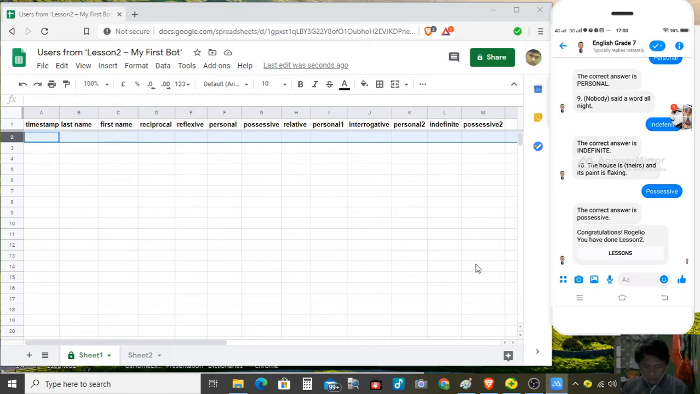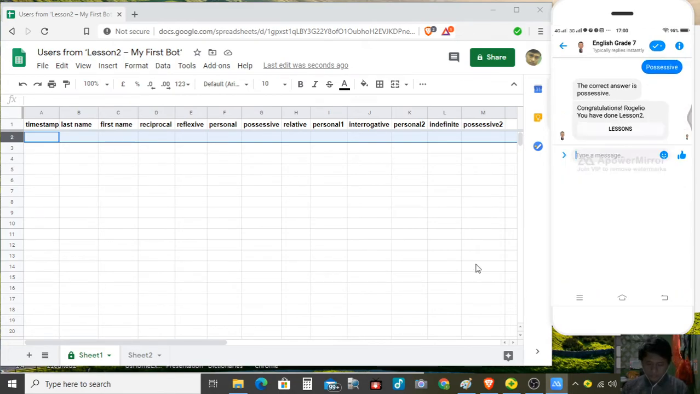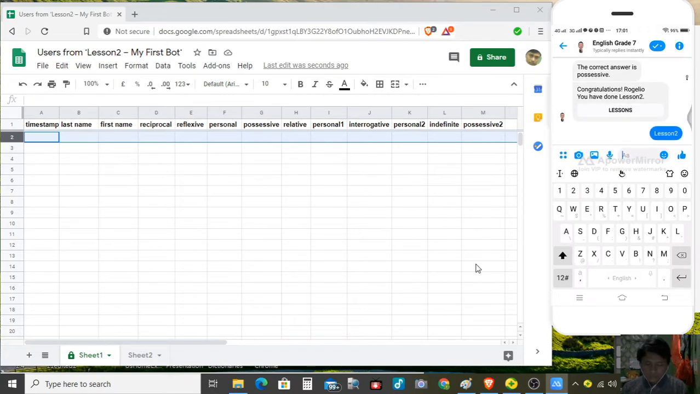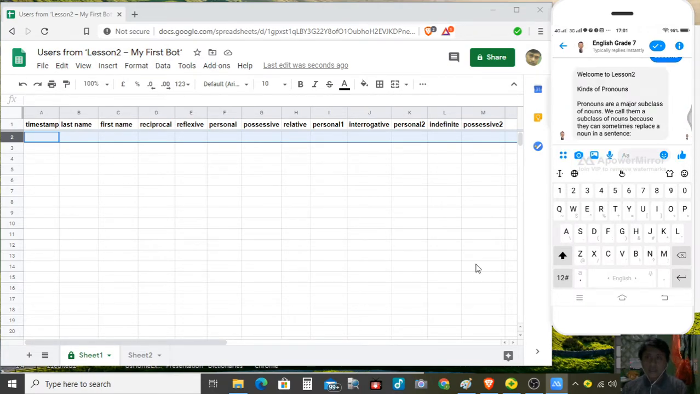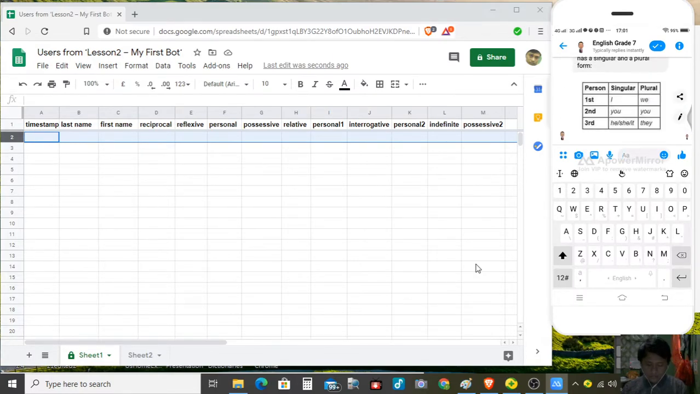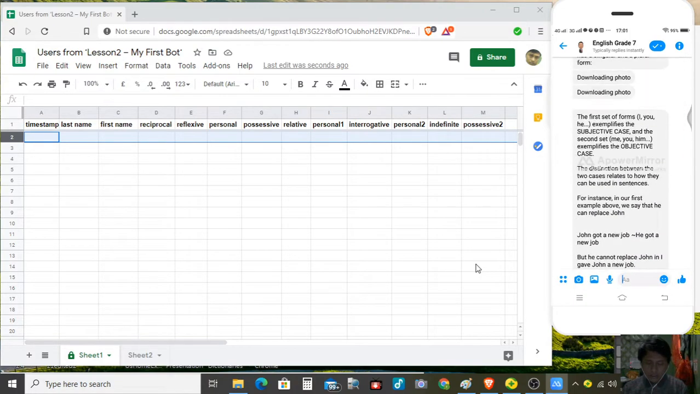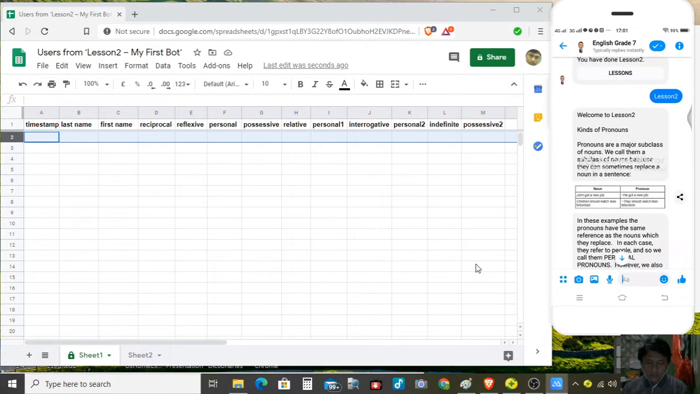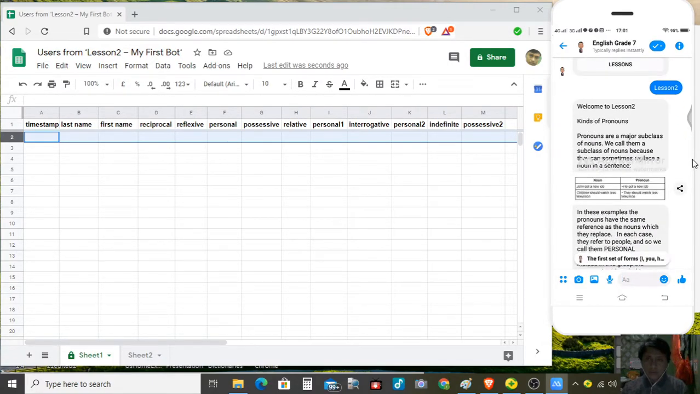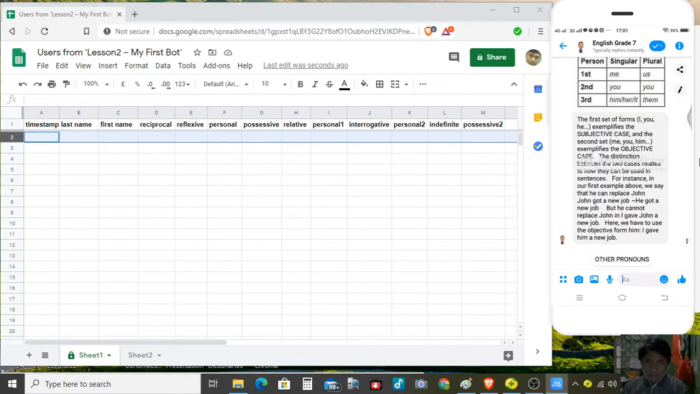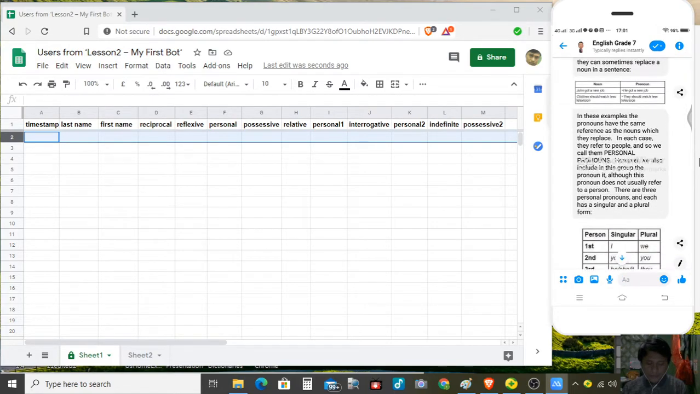Okay, so I'm going to type lesson 2. Lesson 2. Let us wait for the Teacherbot to load the lessons. As you look at here, we are now on lesson 2. Welcome to lesson 2. We have the button below, other pronouns. Let us read this first.